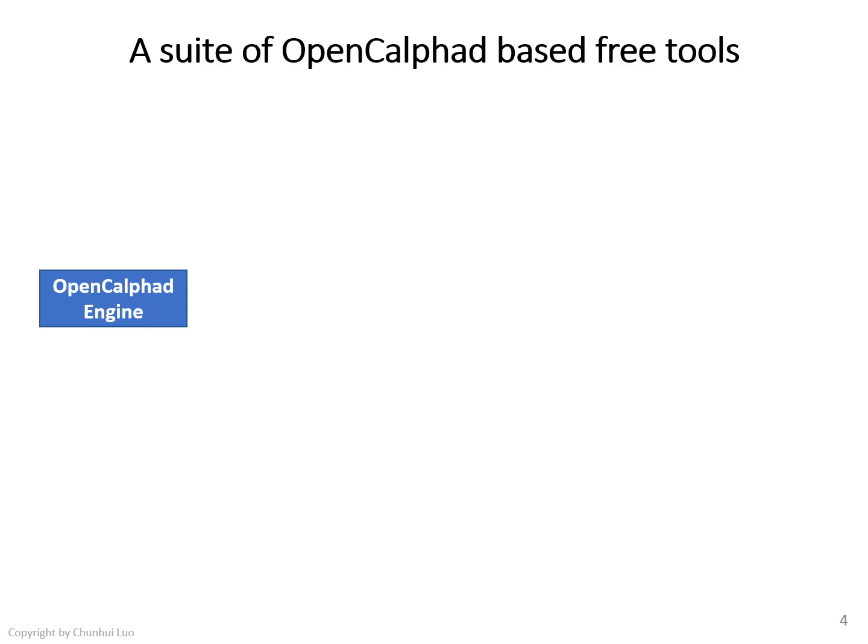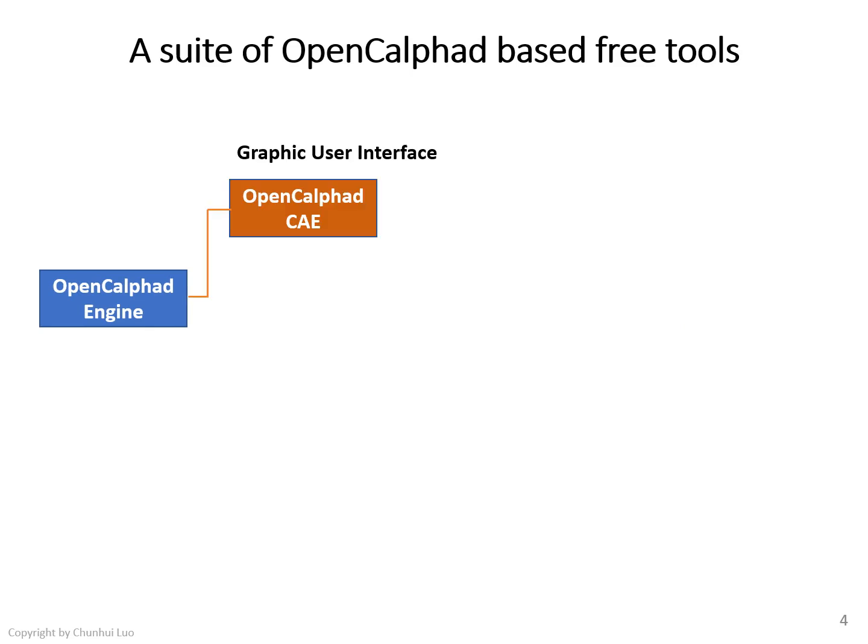Based on the OpenCalphad engine, a suite of OpenCalphad-based free tools can be developed. The original OpenCalphad Fortran codes can be compiled as an executable file, which can read a macro file to perform a thermodynamic computation. Such an application program with graphic user interface is called OpenCalphad CAE.